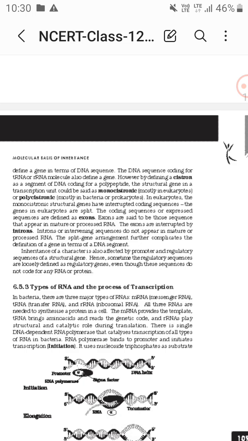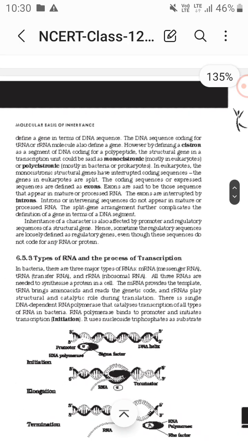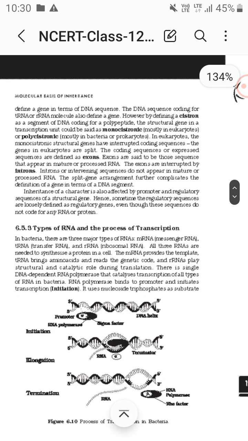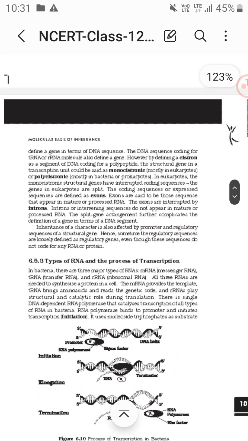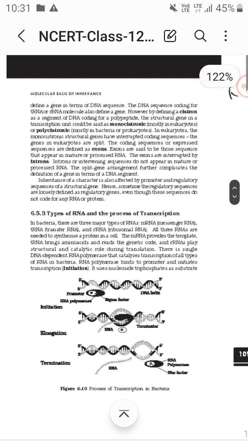A structural gene can be monocistronic or polycistronic. The coding sequences are exons and the non-coding sequences are introns. So: exons and introns, monocistronic, polycistronic, and cistron, a segment of DNA that codes for a polypeptide.